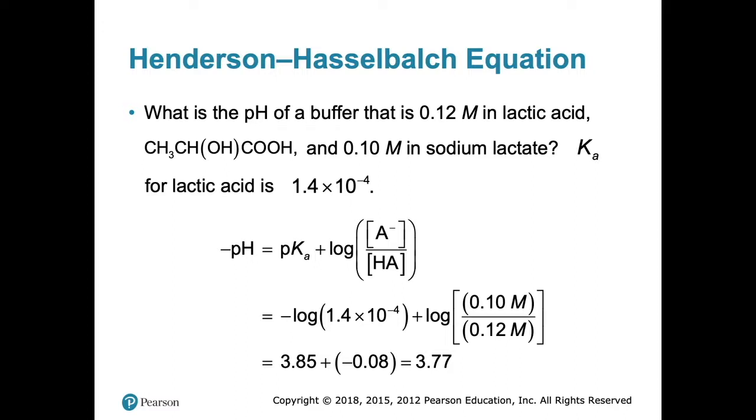3.85 plus, this part here is the 3.85 part, right? And then we have minus 0.08, which is a log of this part right here, and then you get a pH of 3.77. No ICE table needed, right? No ICE table needed, okay?